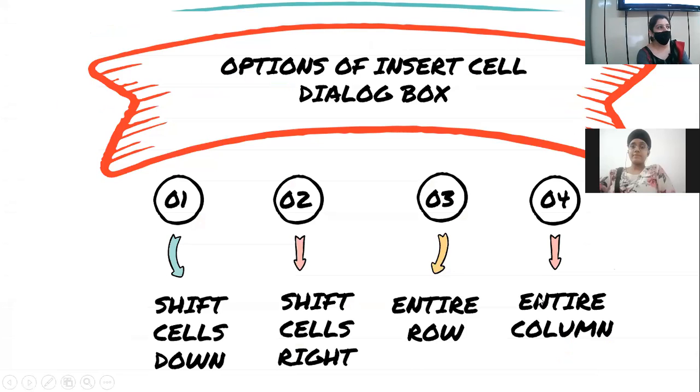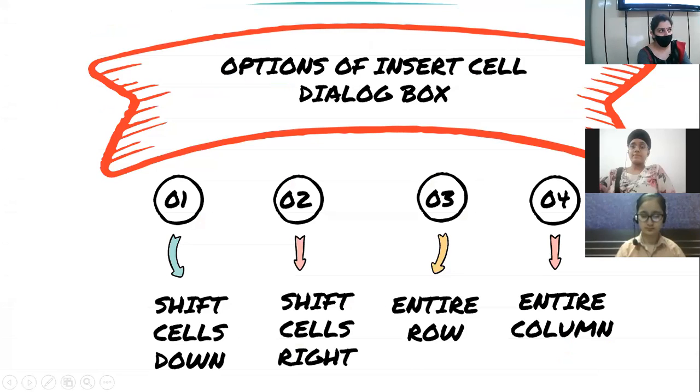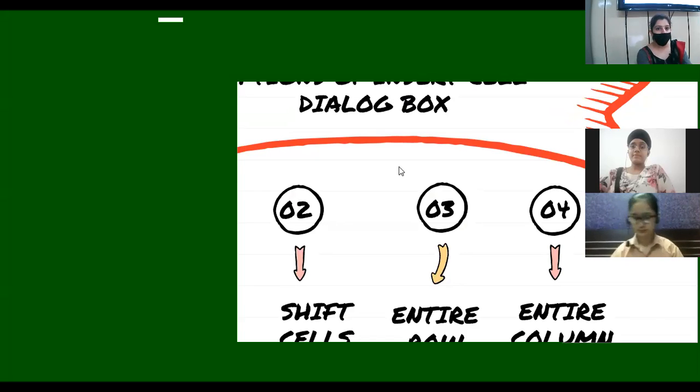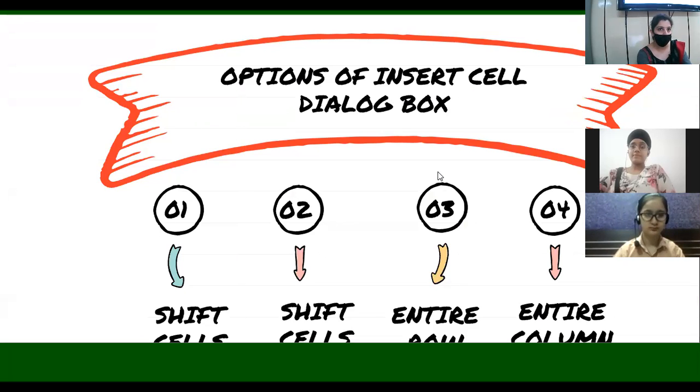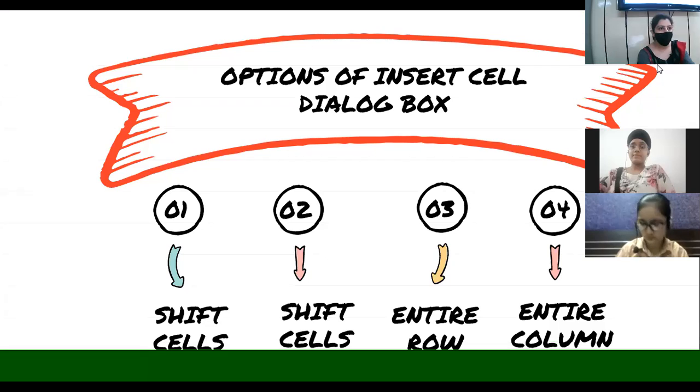Next is, when you click on the command insert menu cells option, the insert cell dialog box will come. In the insert cell dialog box, there will be 4 options. Now it is a question here. Name the options in the insert cell dialog box. The options are shift cell down, shift cell right, entire row, entire column.